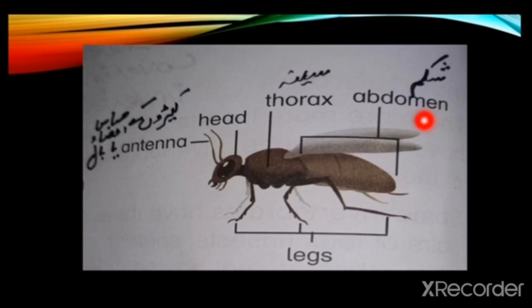The definition of abdomen is the part of the body containing the digestive and reproductive organs, like the belly. The belly is also called the abdomen. This one is the thorax. You can see that the rings are connected with the thorax. This one is the head. This one is the antenna. And these are the legs. The legs have more than three pairs. You can see? Very good.